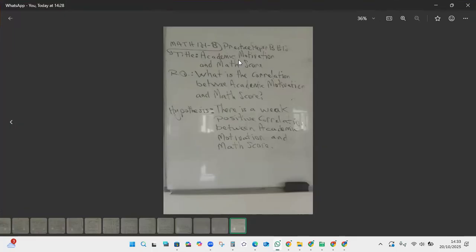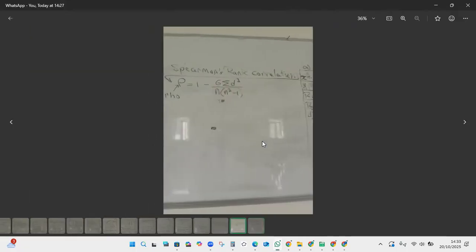The title is Academic Motivation Mathematics Score. The research question is, what is the correlation between academic motivation and mathematics score? And the hypothesis is that there is a weak positive correlation between academic motivation and mathematics score. All right. So to measure that correlation now, Spearman's rank correlation was used.